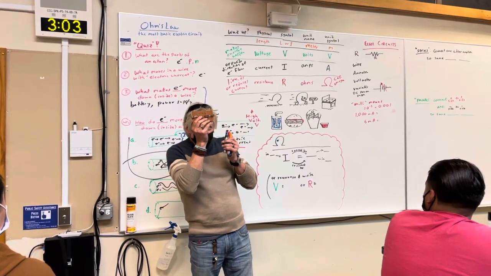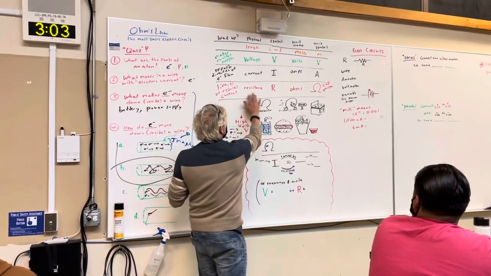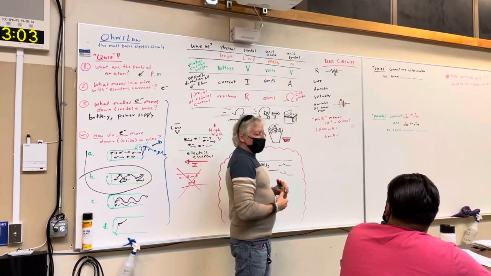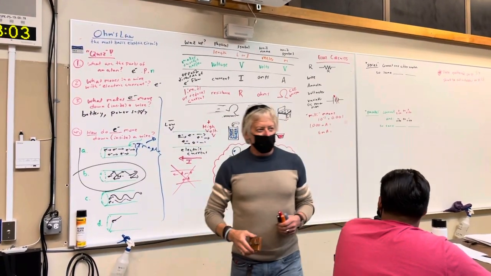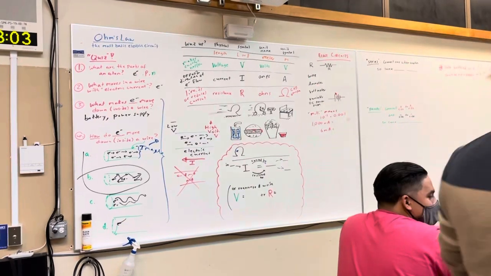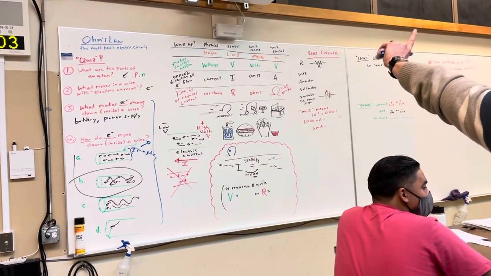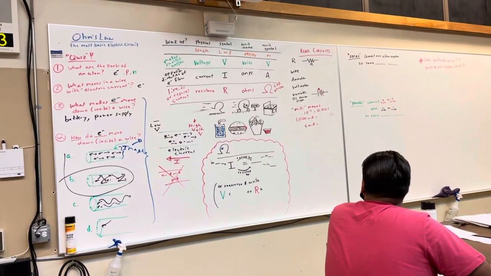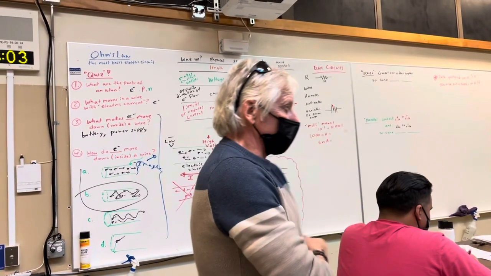Are we cool with that? That's a resistor. It has a resistance measured in what units? Ohms. You're going to measure V and I and calculate R. And it should work out really well.